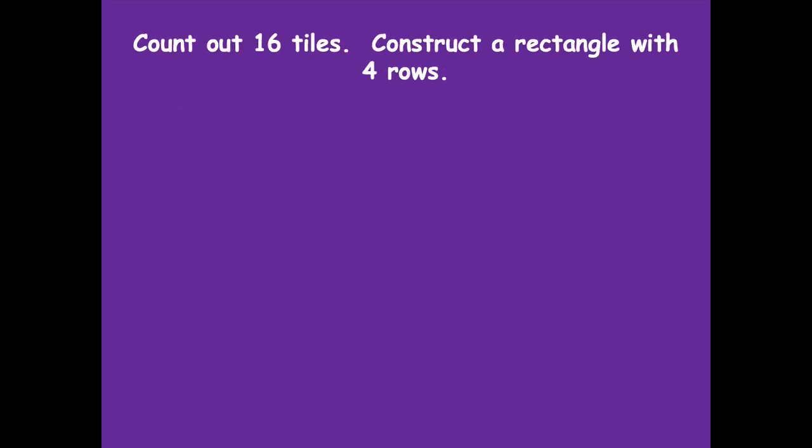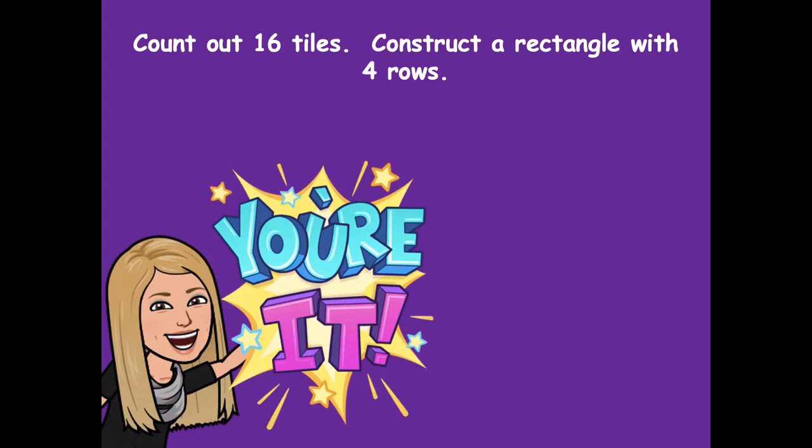Okay, so we're going to get out 16 tiles, and you're going to construct a rectangle with 4 rows. Now, it's not telling you how many are in each row. So the way that you want to set that up is create your 4 rows first, and then evenly put a new tile in each row until you get to 16. Remember, they have to have the same number in each row. So go ahead and pause the video, create your rectangle with 16 tiles and 4 rows, and then click play when you're ready for the next step.